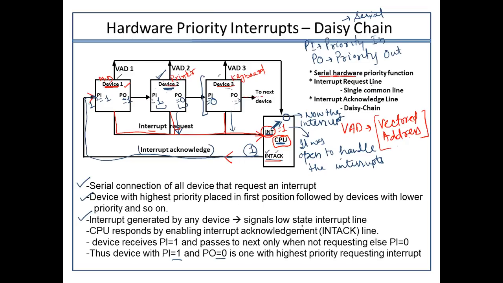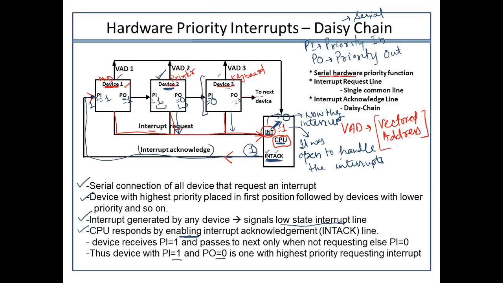Now, as soon as any interrupt is generated by any device, it signals a low state on the interrupt line. So the signal will go into the low state. This interrupt line was 1 before. As soon as any interrupt comes in on this line, its value becomes 0. Now the CPU responds by enabling the interrupt acknowledgement signal. How does the CPU respond? It has received the interrupt, so it generates this interrupt acknowledgement signal and makes it equal to 1 because it has enabled it.